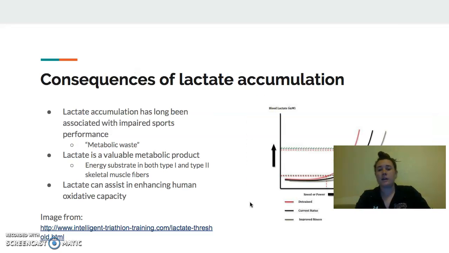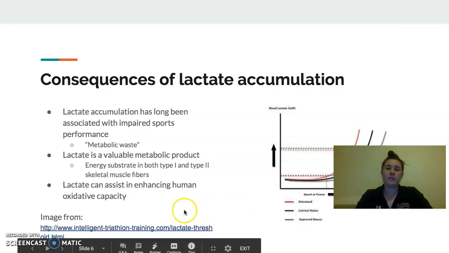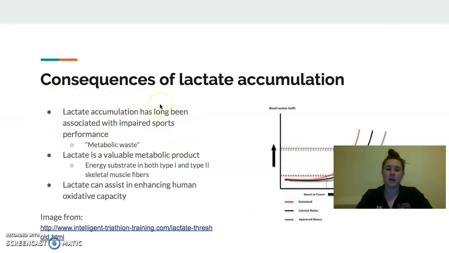The consequences of lactate accumulation. There is a myth, a misconception about lactate, that it is metabolic waste, and it's been long associated with impaired performance. Oh, lactate is what causes muscle soreness. Increased lactate is what causes decreased performance. And that's a simple misconception.